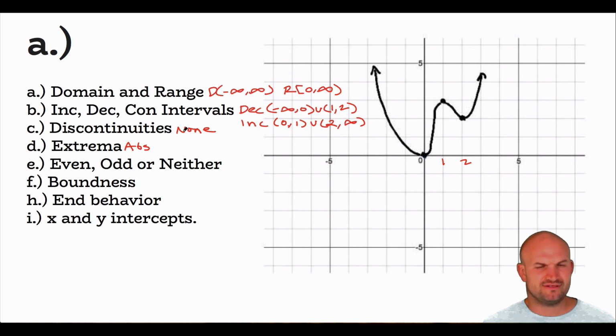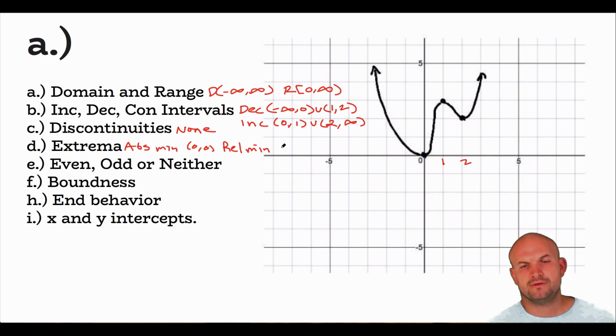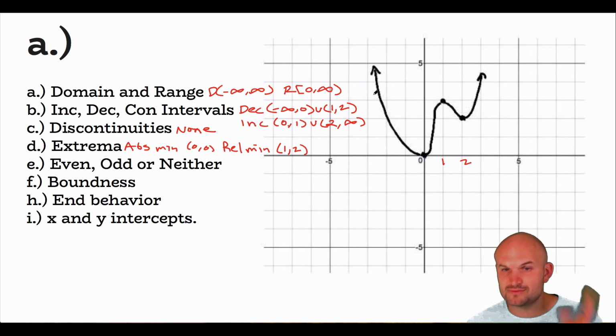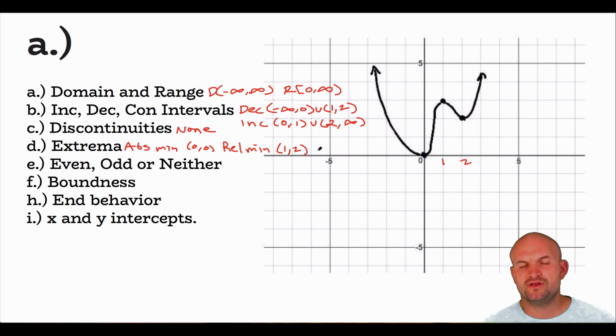And actually, I forgot to write in there, an absolute min. That looks like ABS min. So absolute min is going to be at 0, 0. And then we'll have a relative min at, let's see, that's at 1, 2. And then it looks like we have a maximum. It's not the absolute maximum because the graph continues going up. So therefore, we're just going to call that a relative max. And that is at 1, 3.